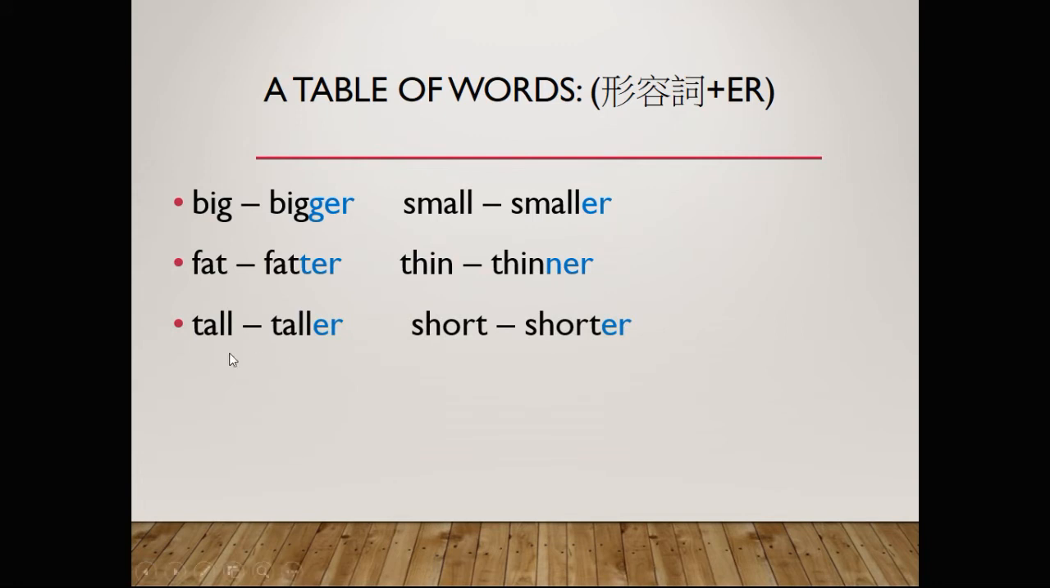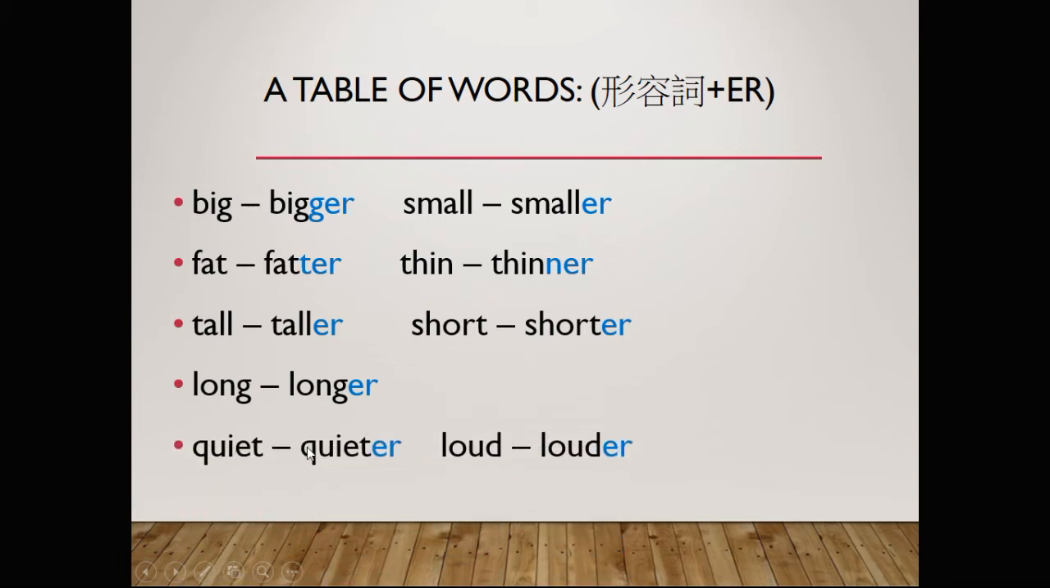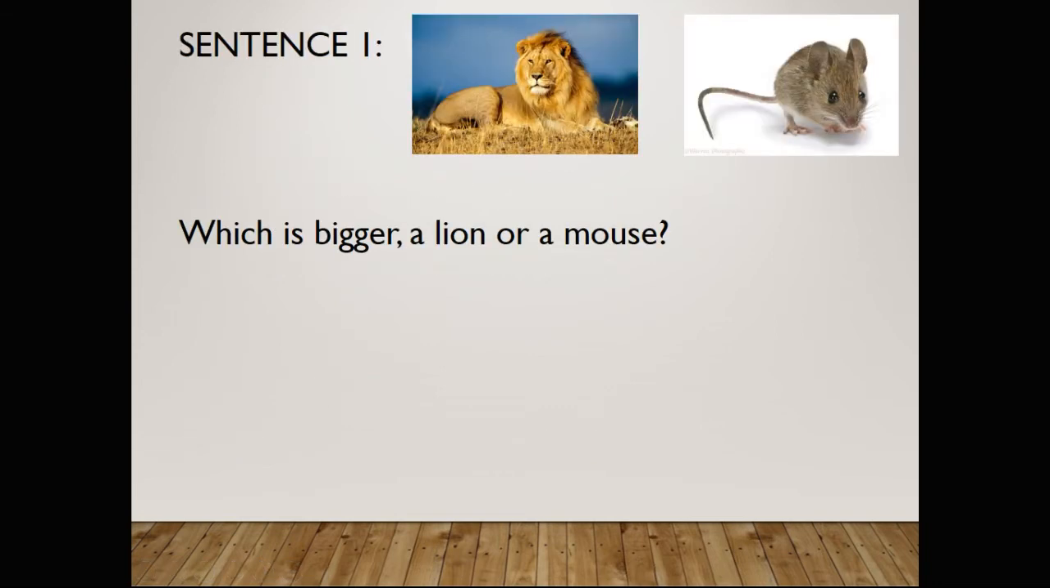Next one, tall and taller. Short and shorter. Long and longer. Quiet, quieter. Loud, louder. So, adjectives with ER at the end. When we compare two things, this is what we do. Let's move on to the next slide. On the next slide, we're going to talk about the sentences.